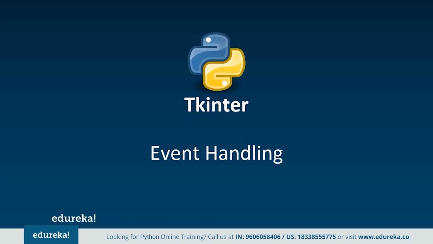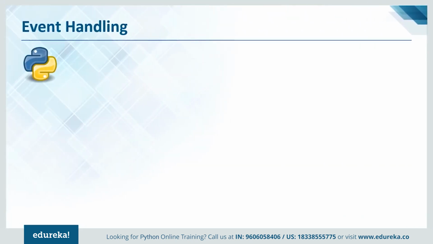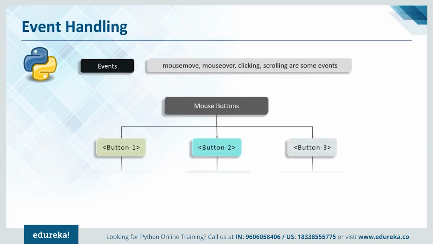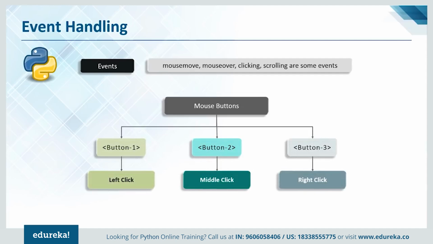which is exactly what we're going to check now. Well, there are certain events such as mouse move, mouse over, clicking, and scrolling and all of that, right? So basically the button 1 parameter of the bind method is for the left clicking event. So that is whenever you click the left mouse button on your mouse. And button 2 is for middle click and button 3 is for the right click, right? Well, middle click is basically clicking on the wheel. And here we are binding the left click event to a particular button, right?